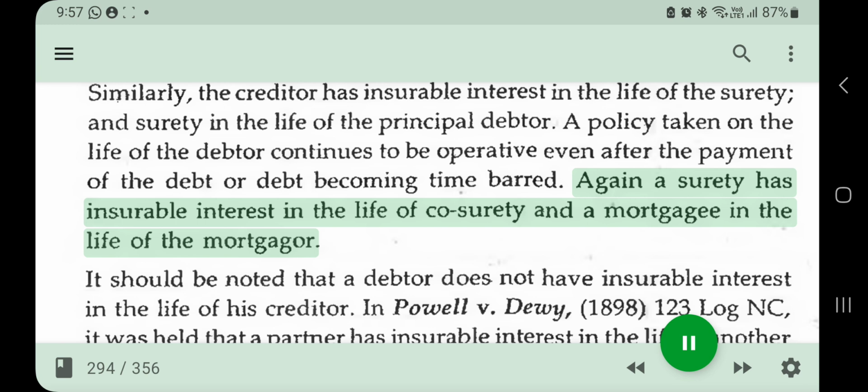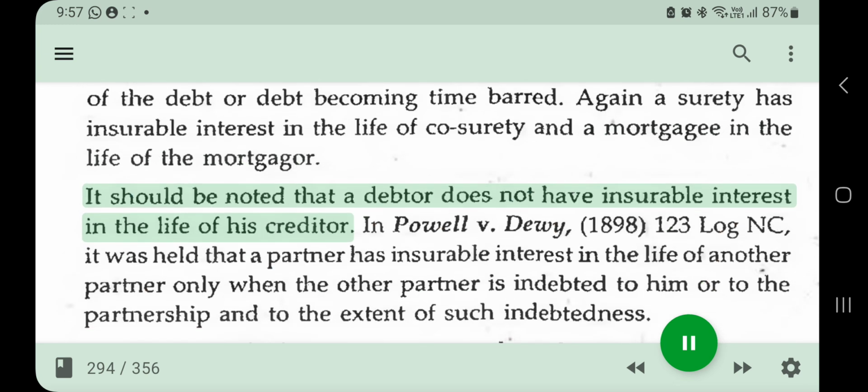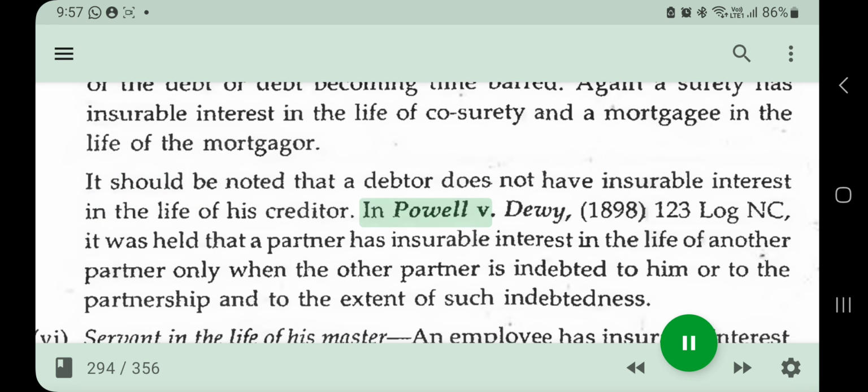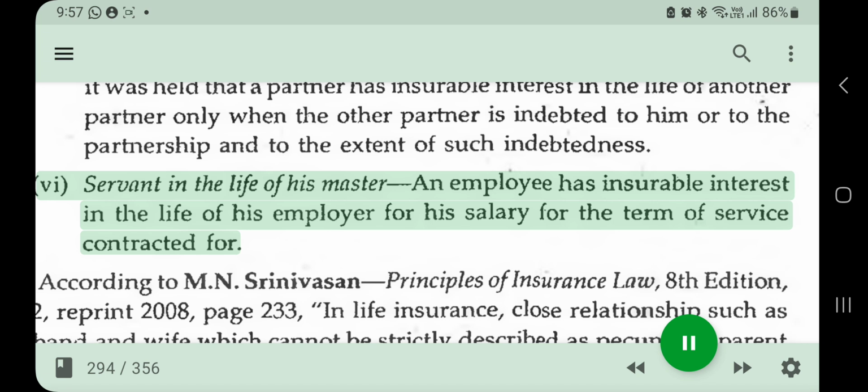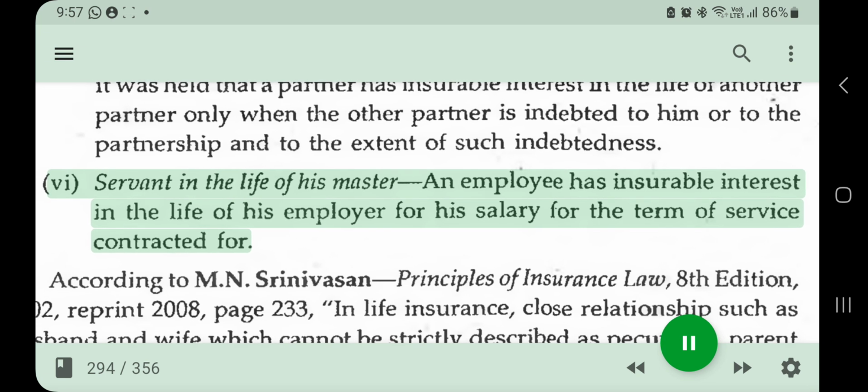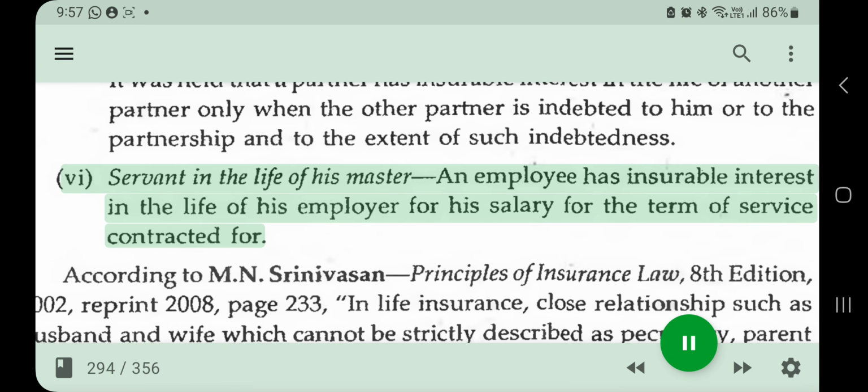Again, a surety has insurable interest in the life of a co-surety and a mortgagee in the life of the mortgagor. It should be noted that a debtor does not have insurable interest in the life of his creditor. In Powell v. Dewey, 1898-123 Log NC, it was held that a partner has insurable interest in the life of another partner only when the other partner is indebted to him or to the partnership and to the extent of such indebtedness. V. Servant in the life of his master. An employee has insurable interest in the life of his employer for his salary for the term of service contracted for.